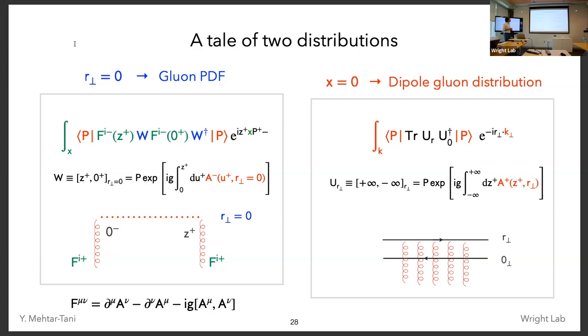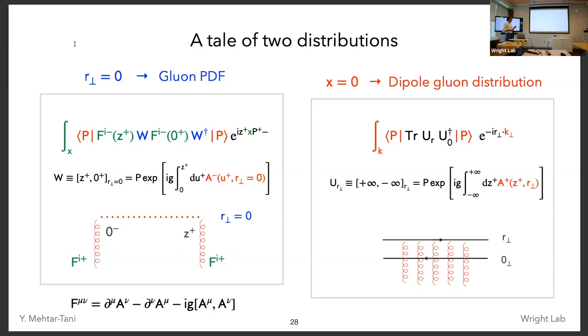PDF. And then we extract two transversely polarized gluons from the target. That's the PDF. The PDF is two transversely polarized gluons, while the dipole distribution is evaluated at x equals zero, but all r perp. So this one is r perp equals zero, but all x, but here x equals zero. So it's really soft gluons, very soft, x is zero, but it measures a certain transverse distance.